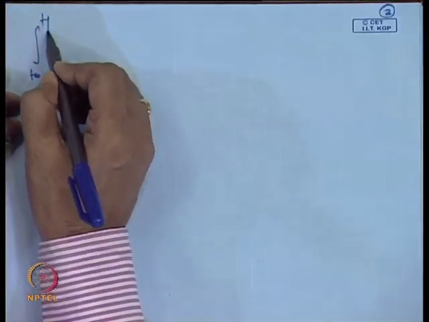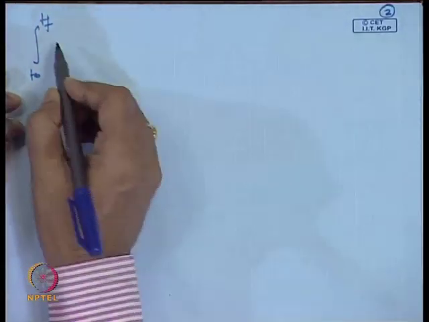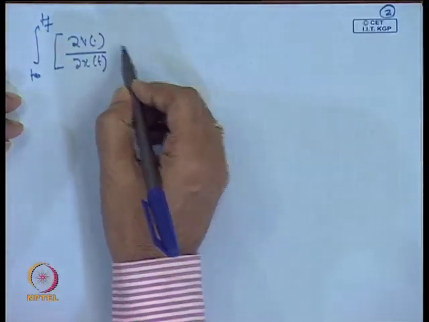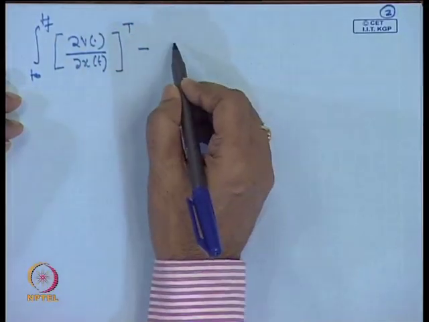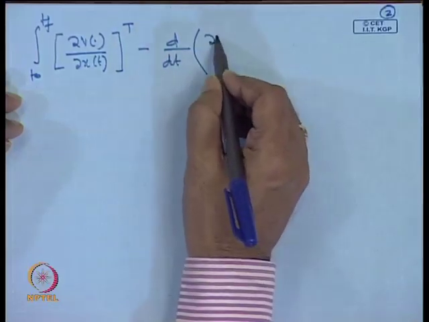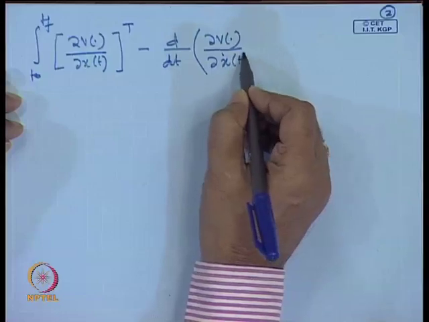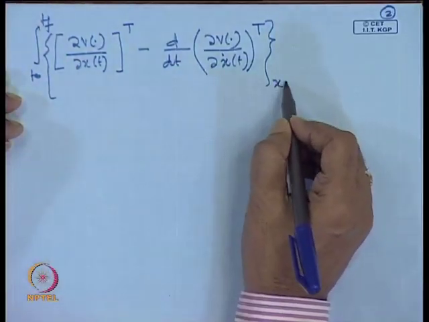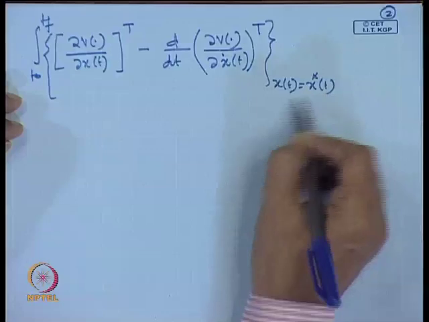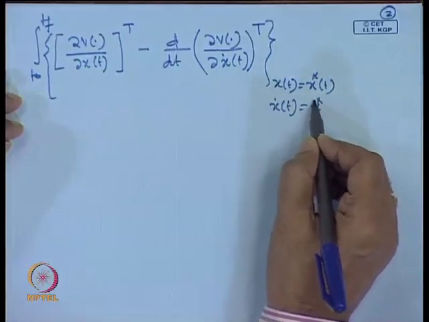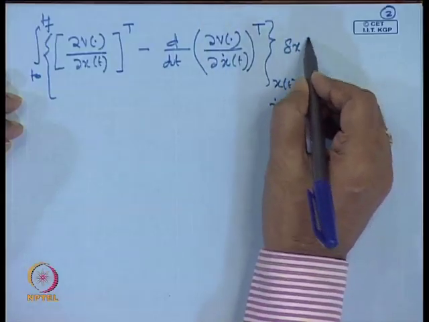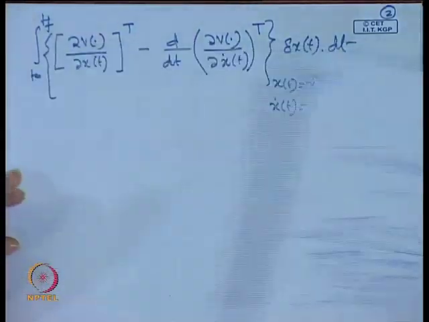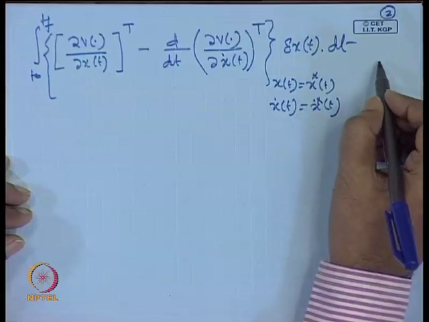Integration t 0 to t f, and this is del v del x t whole transpose minus d of dt del v del x dot of t whole transpose, in the curly bracket, then put x t is equal to x star of t, x dot of t is equal to x dot star of t, into delta x t into dt. So, if you put this equation it represents this here, and after simplification I will get this. Let us call this equation 4.